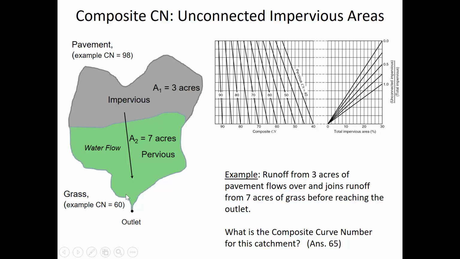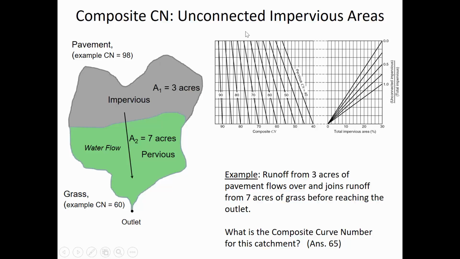And another benefit of having a setup like this, where you have a strip of pervious area, is that if it's vegetated, that generally improves the quality of the water as well by filtering out suspended solids before it gets to the outlet.